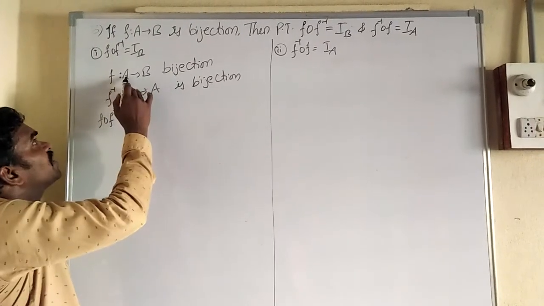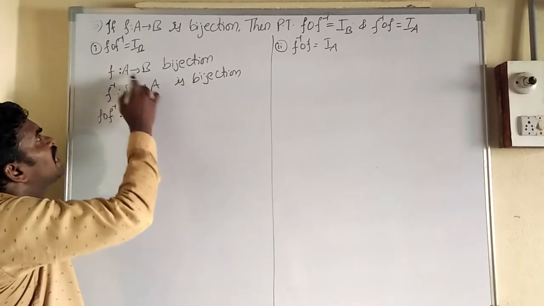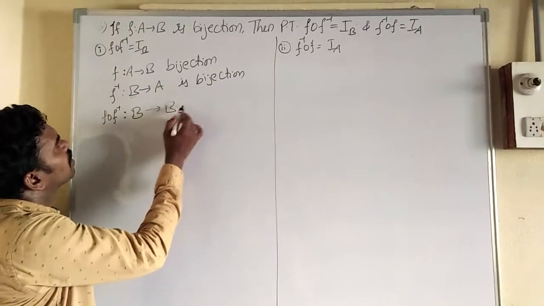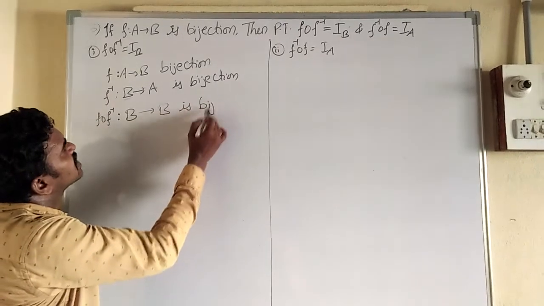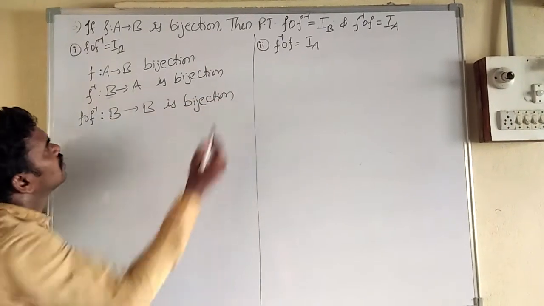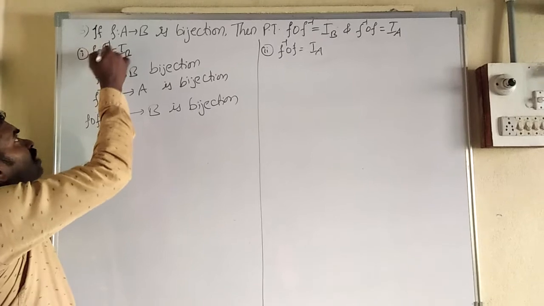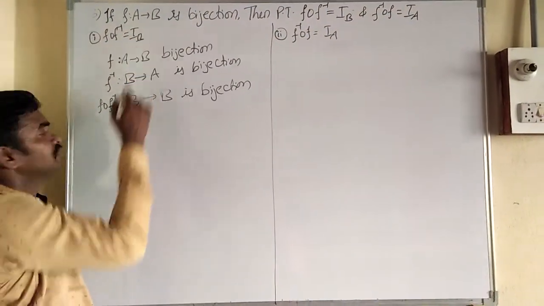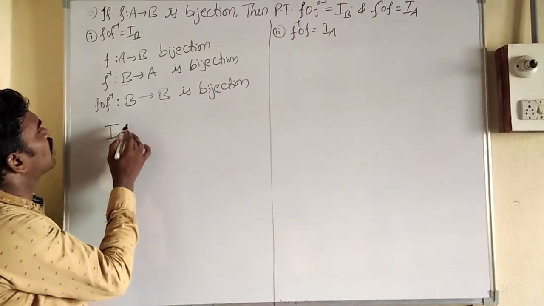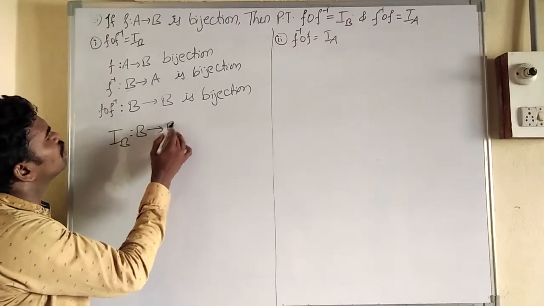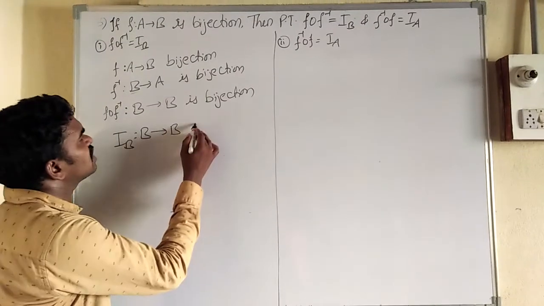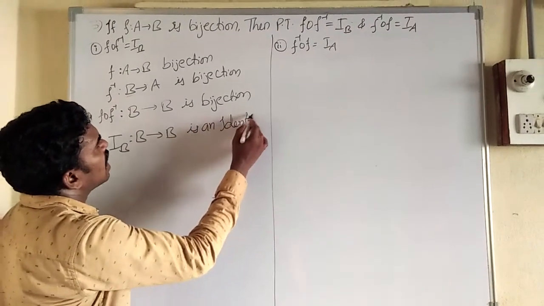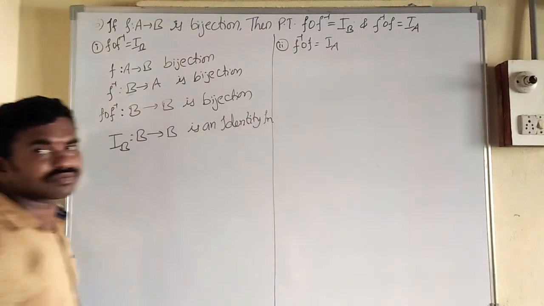And immediately F goes from A to B. So completely B to A and A to B, so overall from B to B. So B to B is a bijection. Right? So we got the left hand side information: F circle F inverse is B to B. Then what about the right hand side IB? IB, just now I told you, means also B to B. It is an identity function.